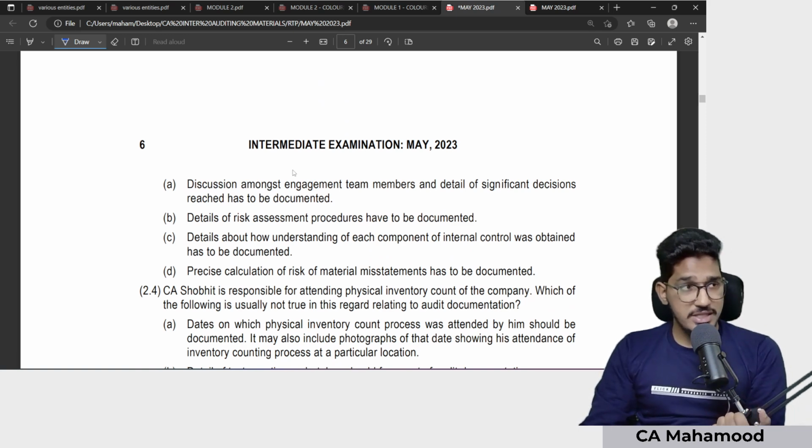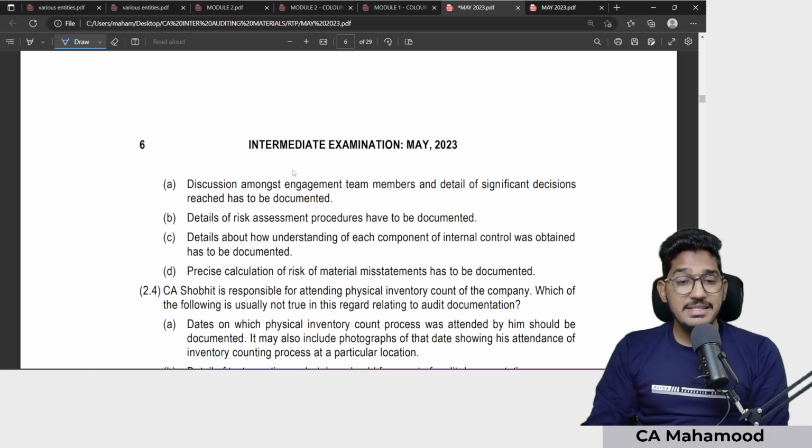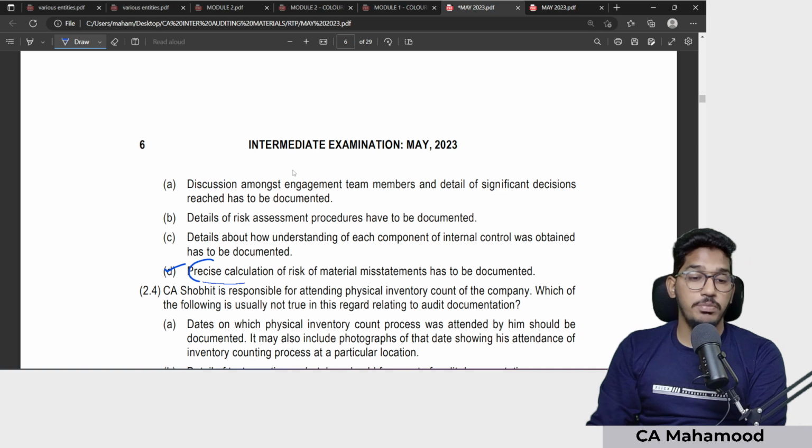Details of risk assessment procedures have to be documented. Yes, B is also appropriate. Details about how understanding of each component of internal control was obtained also has to be documented. Yes, you have to do that also. Precise calculation of risk of material misstatement has to be documented. This statement is inappropriate. Why?